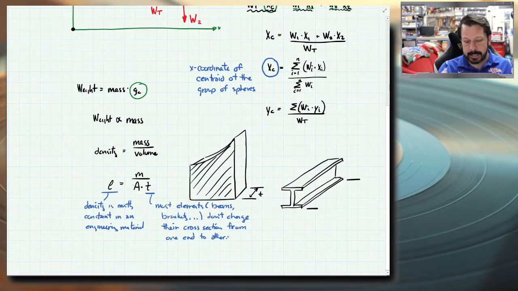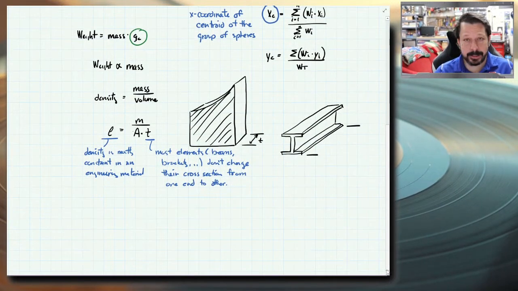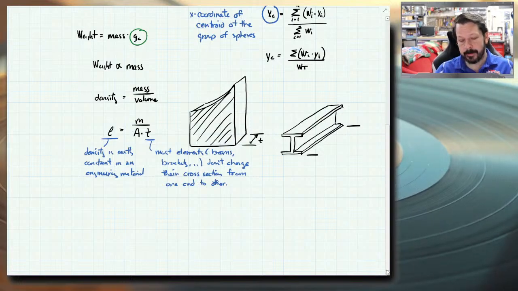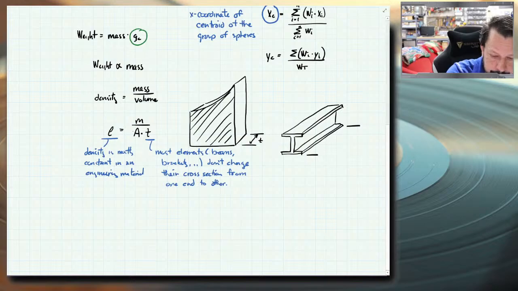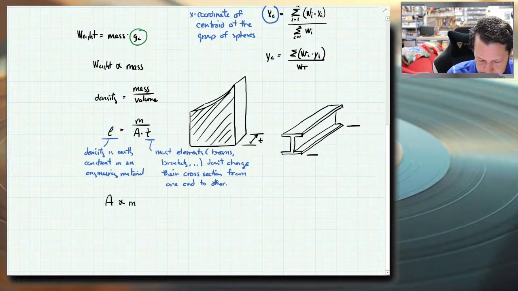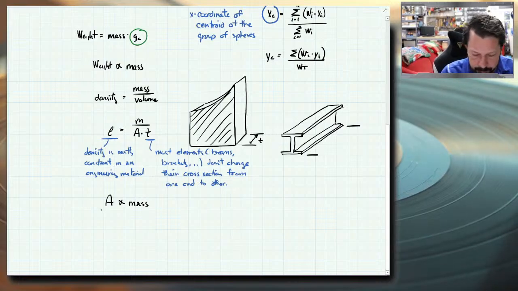So if I take those two things, that the density, if it's steel at one end, it's probably steel at the other end of the beam. And if it's an I-beam cross-section on one end of the beam, it's probably that same I-beam cross-section on the other end. Then I can take this equation and say that the area is proportional to this mass. And now I have a reason to just be in 2D. The area is 2D cross-sectional area.